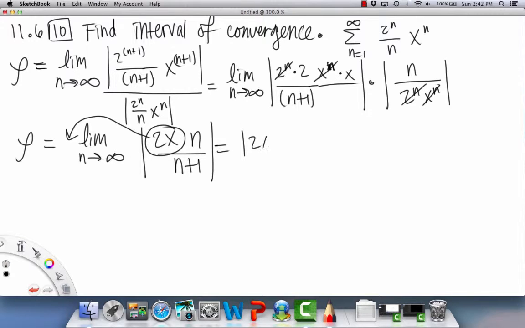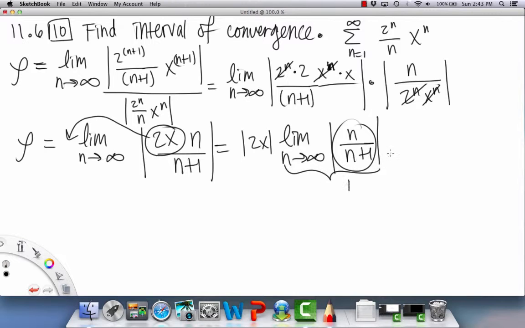So we'll bring this out in front, and then we have the limit as n goes to infinity of the absolute value of n over n plus 1. This is going to tend to 1 in the long run, because we have the same rate of growth here. So our rho ultimately equals the absolute value of 2x, and we have to make this less than 1 in order for the series to converge.